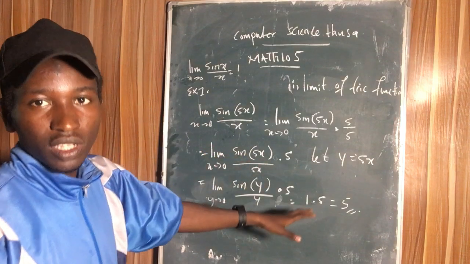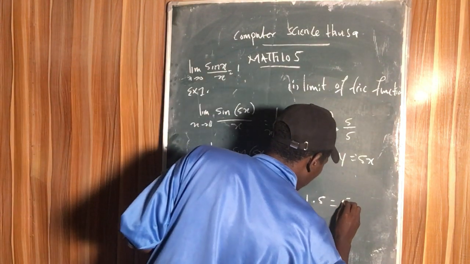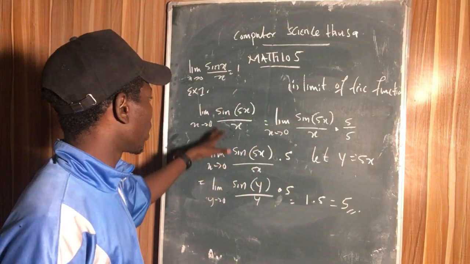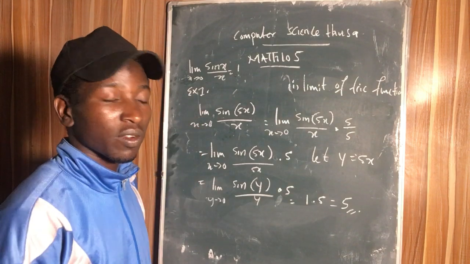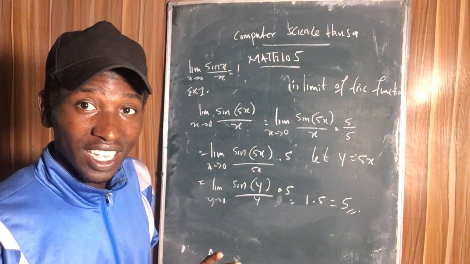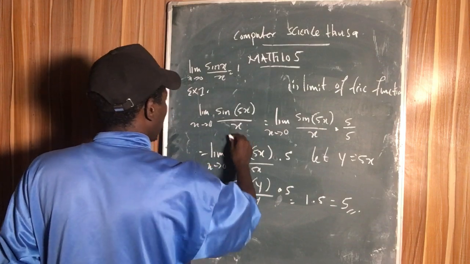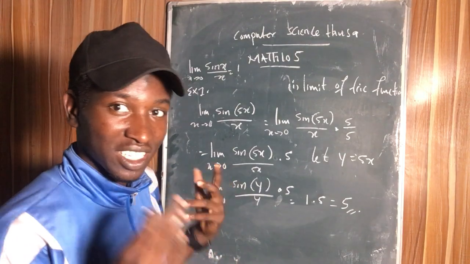So that is the result, right? This is the result that we got. So the limit of this function, 5x all over x as x tends to 0, is going to be 5. The easiest way you can know it is that, right from the beginning of the question, if you eliminate this, you have 5, so your result is going to be 5. That one is a cheat, right?